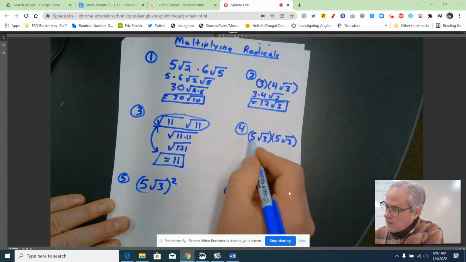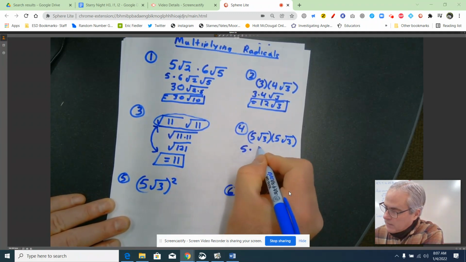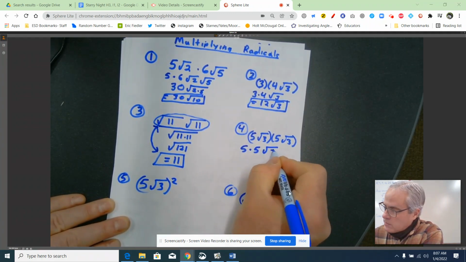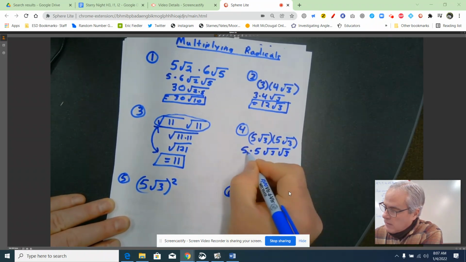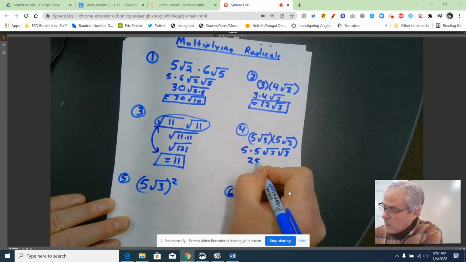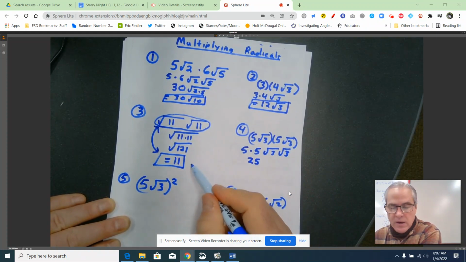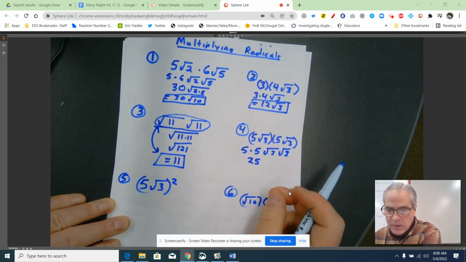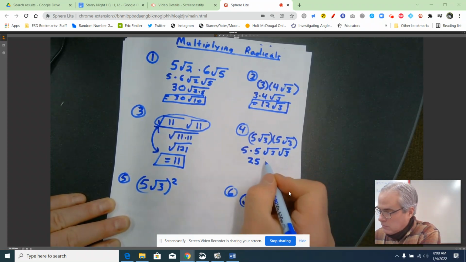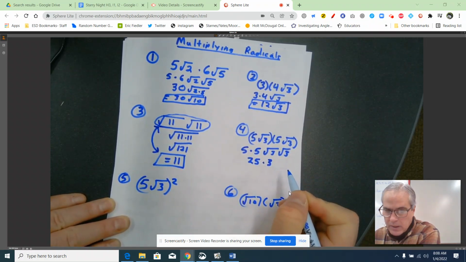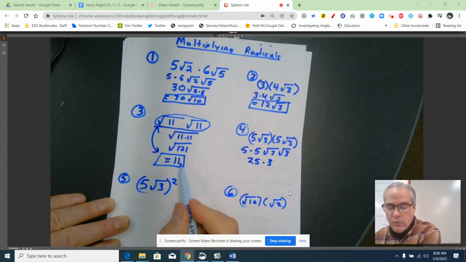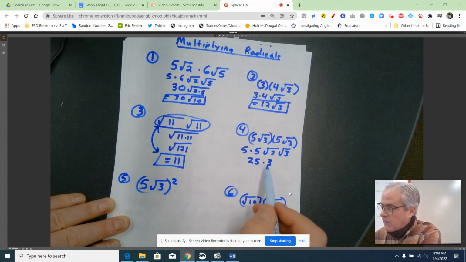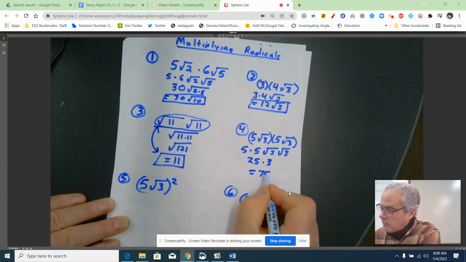Here's number 4. I'm going to put it in the order that I want. Non-radicals times radicals. 5 times 5 is 25. And here we are running into what we just looked at a second ago. Square root of 3 times square root of 3. Well, if you put it underneath, that's the square root of 9. Square root of 9 is just plain old 3. That was pretty quick, but I took advantage of what I learned from this question right here. So 25 times 3 is just 75.